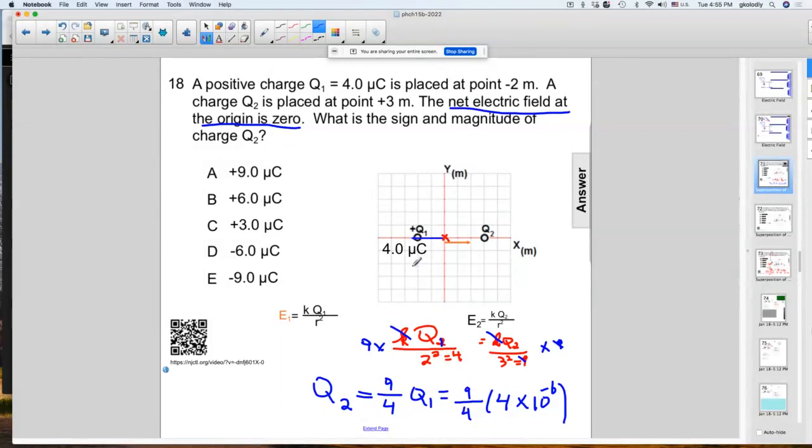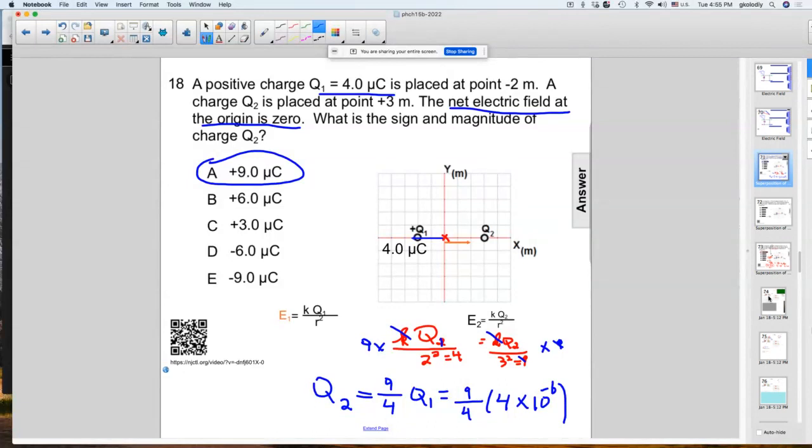The electric field due to Q1 is given by this equation, KQ1 over R squared, which is 2 squared. And this is KQ2 over R squared, which is 3 squared, which is 9. And therefore, by solving this equation for Q2, we find out that Q2 is 9/4 times Q1. And Q1 is given to be 4 microcoulombs. And if you multiply this by that, you get that. Okay, thank you. Good thing you can interrupt me if you have a question.